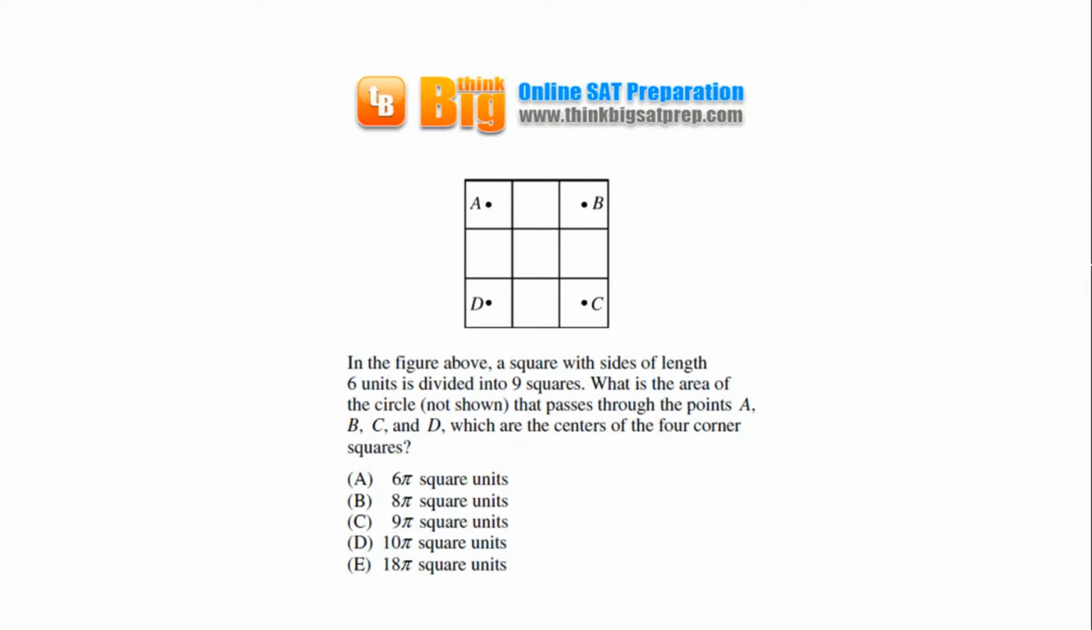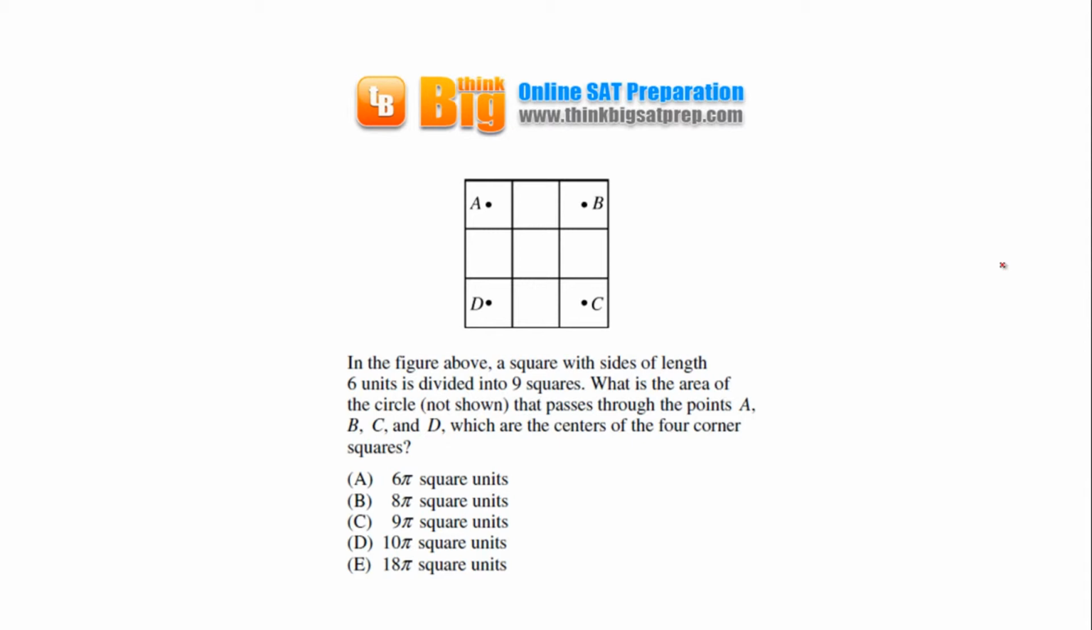In the figure above, a square with sides of length 6 units is divided into 9 squares. What is the area of the circle not shown that passes through the points A, B, C, and D, which are the centers of the 4 corner squares?